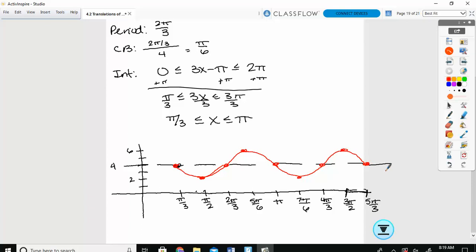This is the hardest problem I can give you. Had flipping and up and down and interval, amplitude, period, it had everything in it. Are there questions?